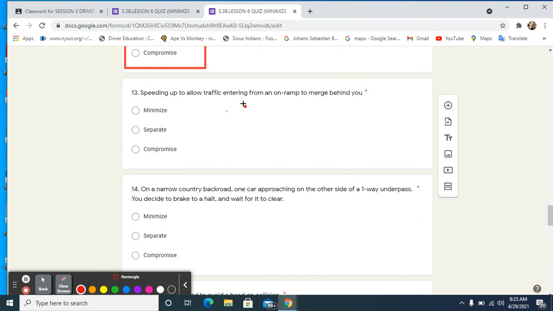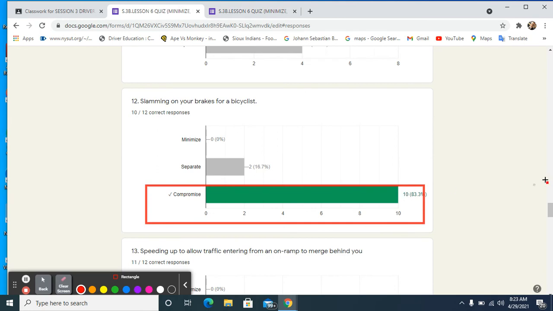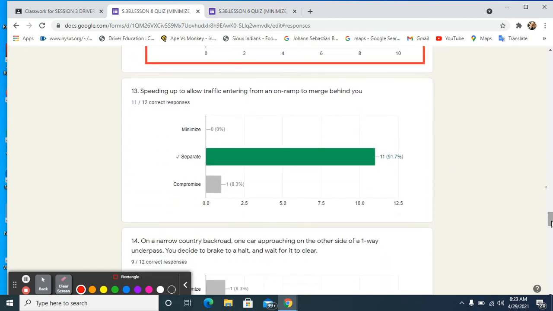Speeding up to allow traffic entering from an on-ramp to merge behind you. We discussed this. I'm hoping we have 100% here with separate. 91%. Okay, not bad.